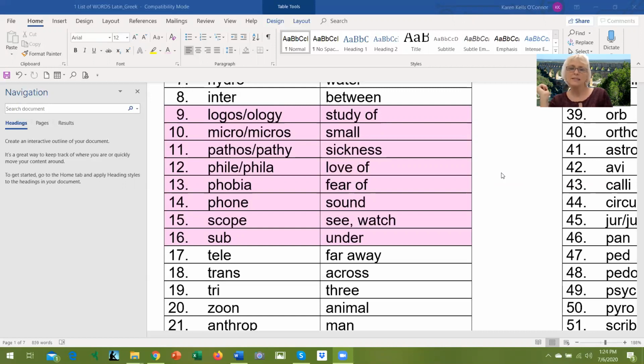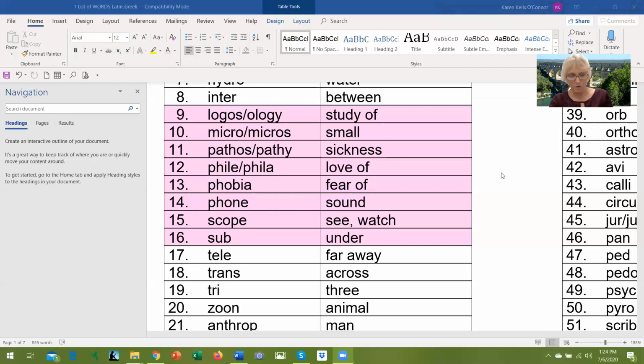And then we have pathos or pathy, which comes at the ends of words and it means sickness. So you have words like a psychopath. Psych means mind, remember, so a psychopath is someone who is sick in the mind. Pathology, here we have ology at the end. So what would pathology be? It would be the study of sickness in the medical field. And if someone is a pathological liar, that means they lie a lot.